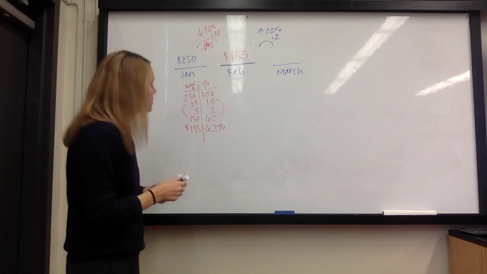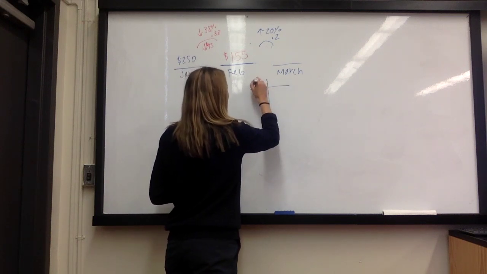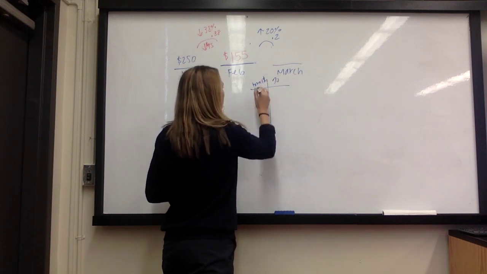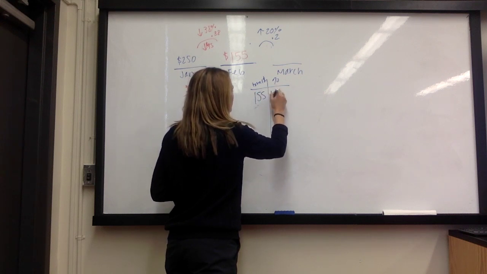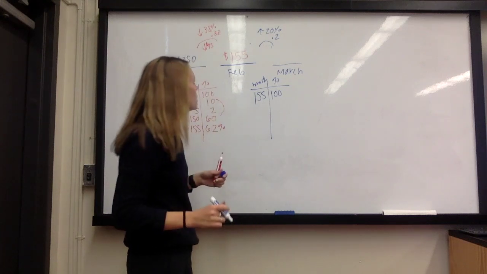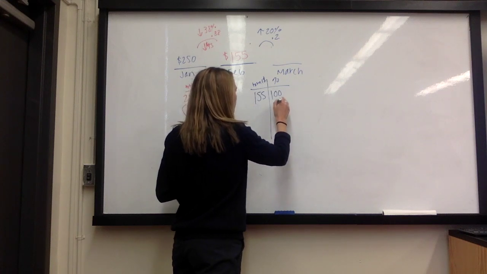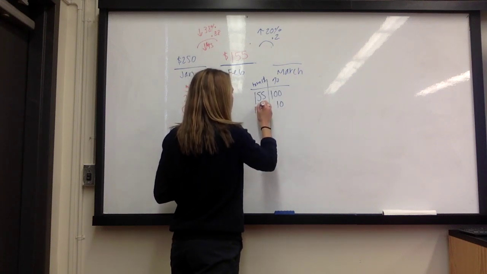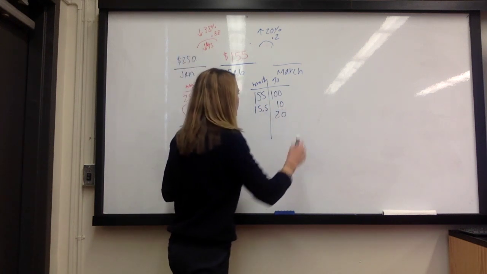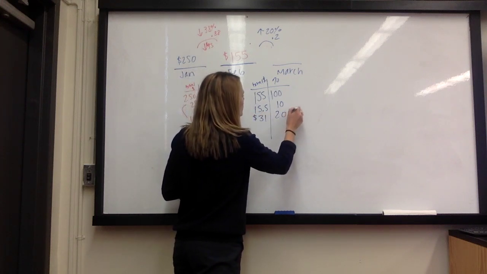Now from February to March, this one should be a pretty easy one to work out. We now have our total money as $155, and that is our new 100%. We need to find a 20% increase. So we're going to go down to our 10%, which is going to get me to $15.50. I'm going to double that for my 20% increase, which is going to get me to $31.